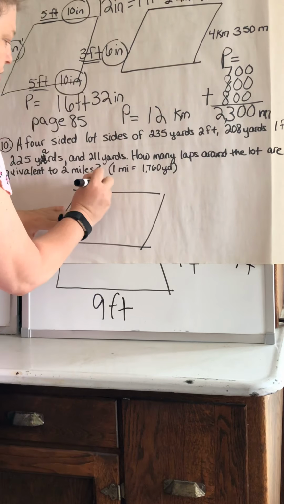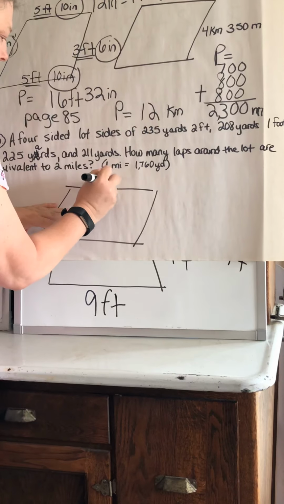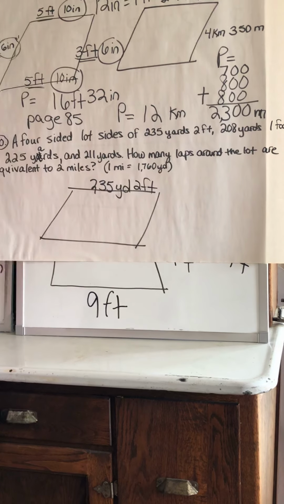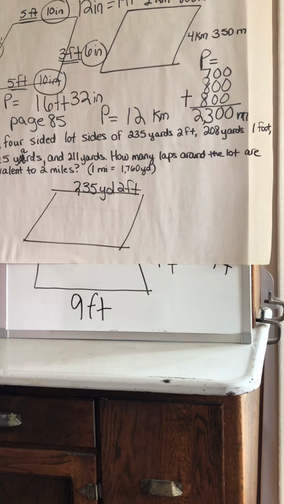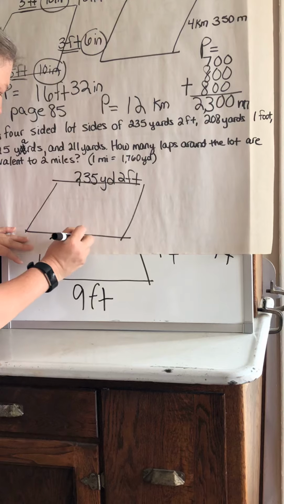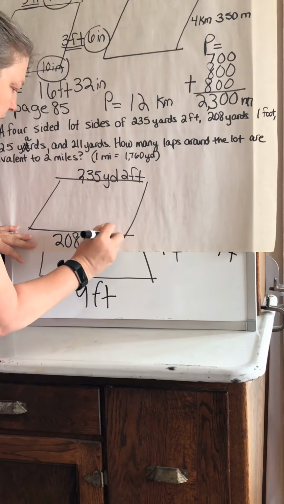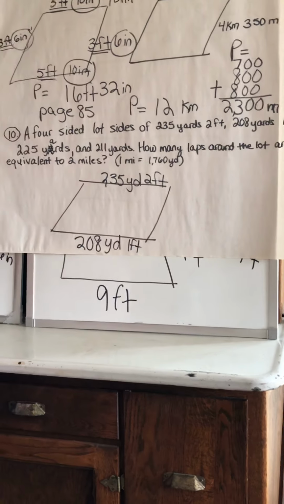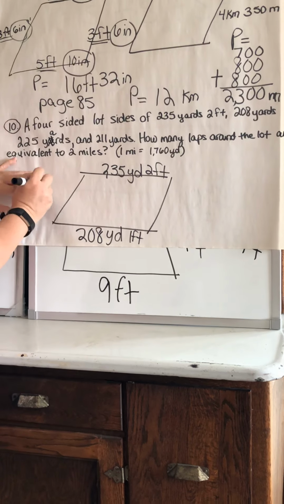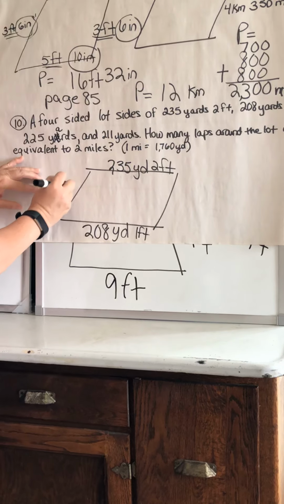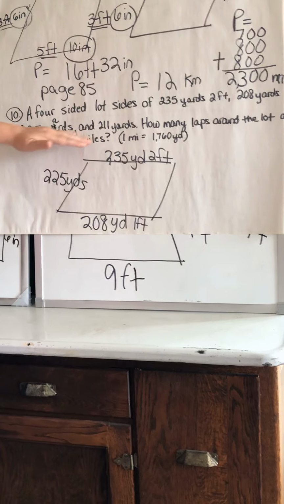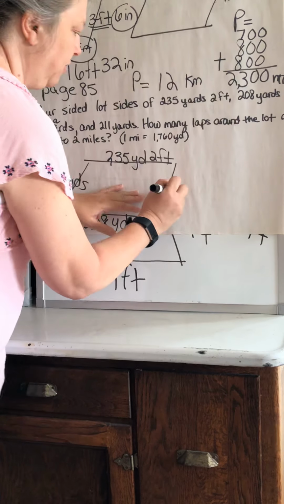So we have 235 yards and 2 feet. We've got 208 yards, 1 foot. So let's put that down here. It really doesn't matter where you put it. Okay. We've got 225 yards. Let's put it over here, 225 yards. And there's no feet on this one. And then the other side says 211 yards.